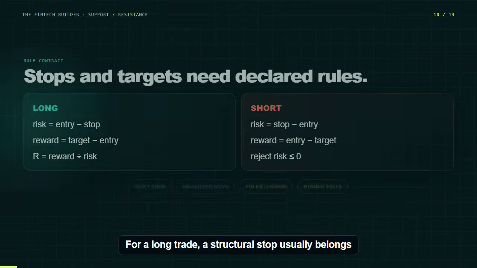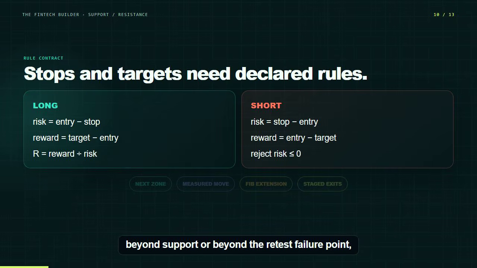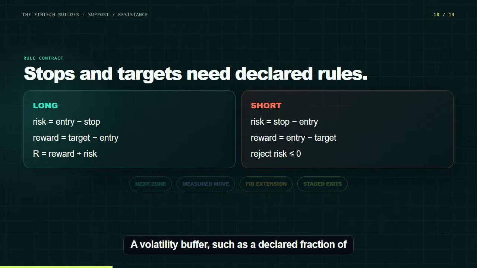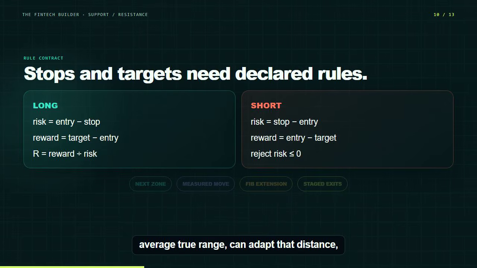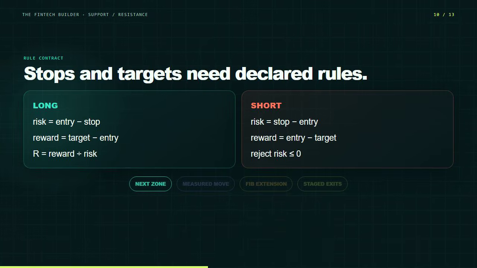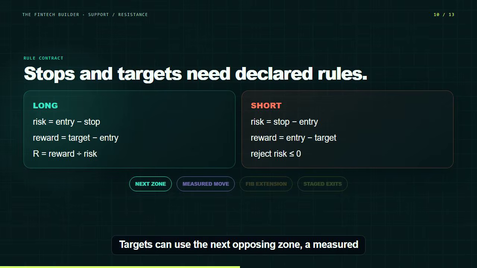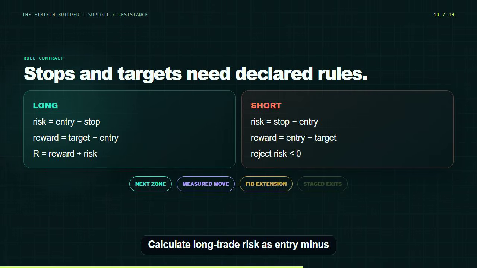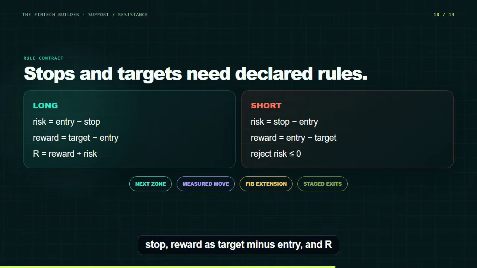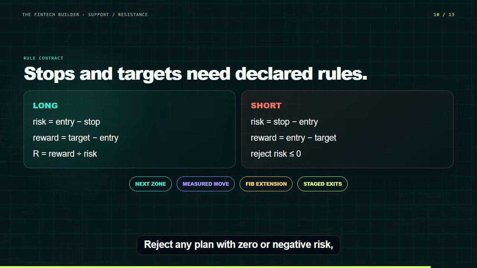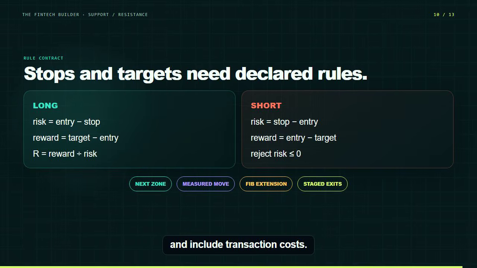For a long trade, a structural stop usually belongs beyond support or beyond the retest failure point, not inside ordinary zone noise. A volatility buffer, such as a declared fraction of average true range, can adapt that distance, but it must be fixed before evaluation. Targets can use the next opposing zone, a measured swing, a Fibonacci extension, or staged exits. Calculate long trade risk as entry minus stop, reward as target minus entry, and R multiple as reward divided by risk. For shorts, reverse the signs. Reject any plan with zero or negative risk and include transaction costs.